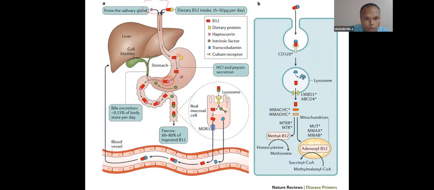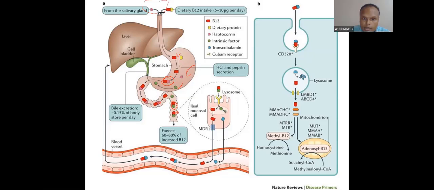And then when it goes from the stomach, intrinsic factor is also released from here. And when it goes to the intestine, now you can see R factor is digested in the intestine. And after R factor is released, this vitamin B12 binds with intrinsic factor. So the vitamin B12 intrinsic factor complex will now be absorbed from the terminal ileum through the receptor.